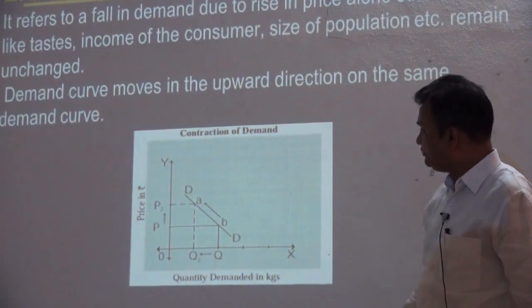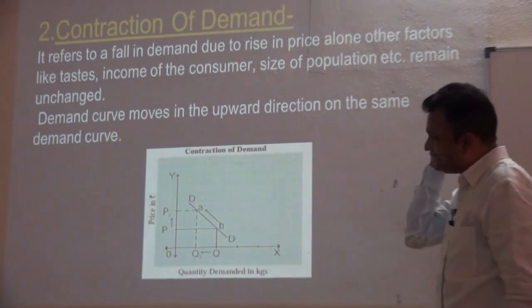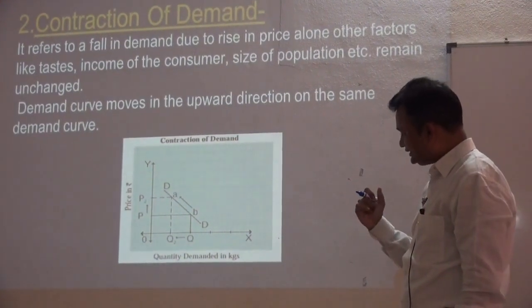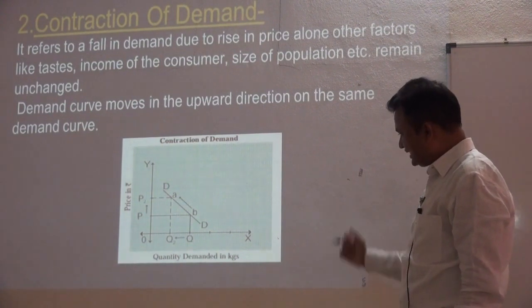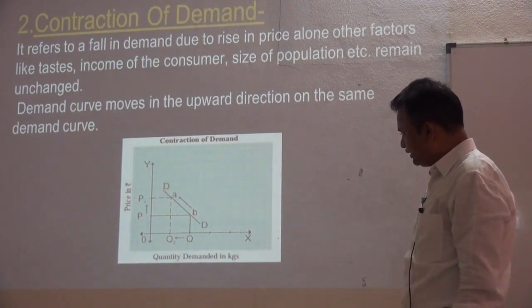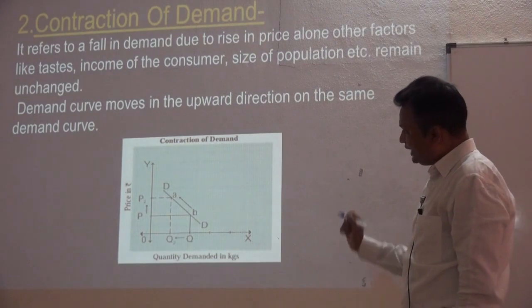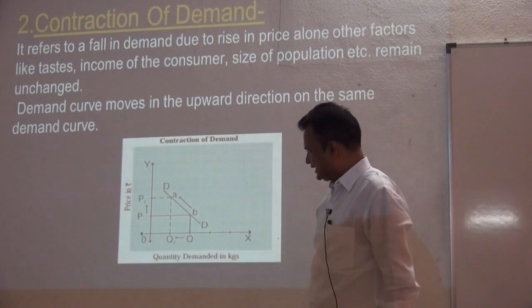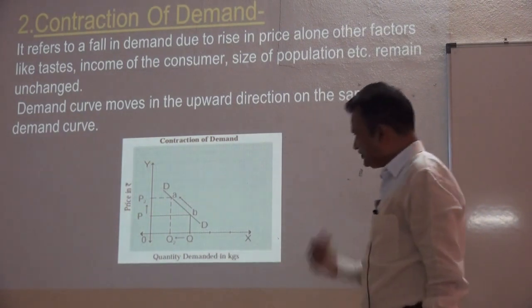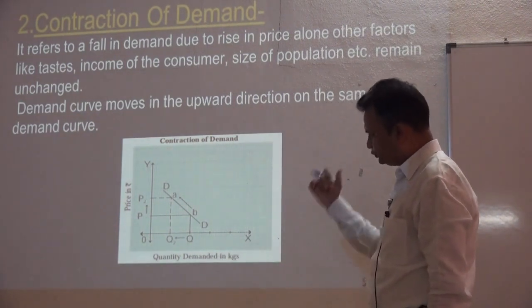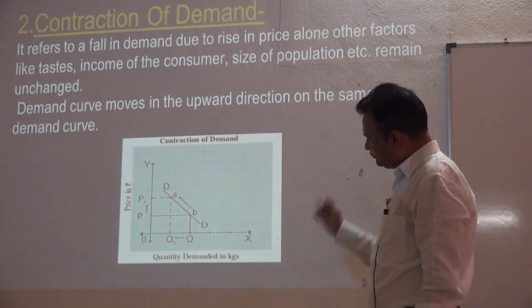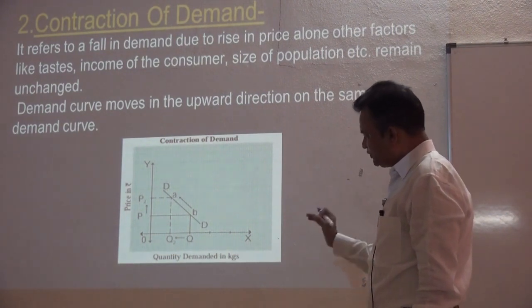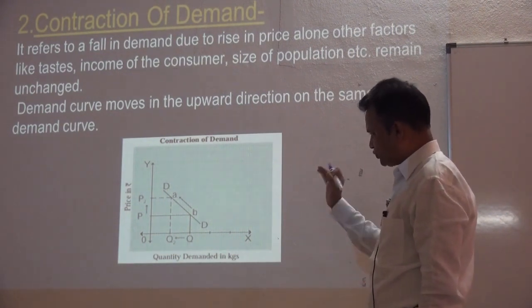We can easily indicate contraction of demand by drawing this diagram. We have a diagram in this slide. In this diagram, the y-axis represents the price of commodity X in rupees. The x-axis represents the quantity of commodity X in kg. When the price is OP, OQ quantity is demanded. As the price rises from OP to OP2, demand falls from OQ to OQ2. So this is considered a contraction of demand.